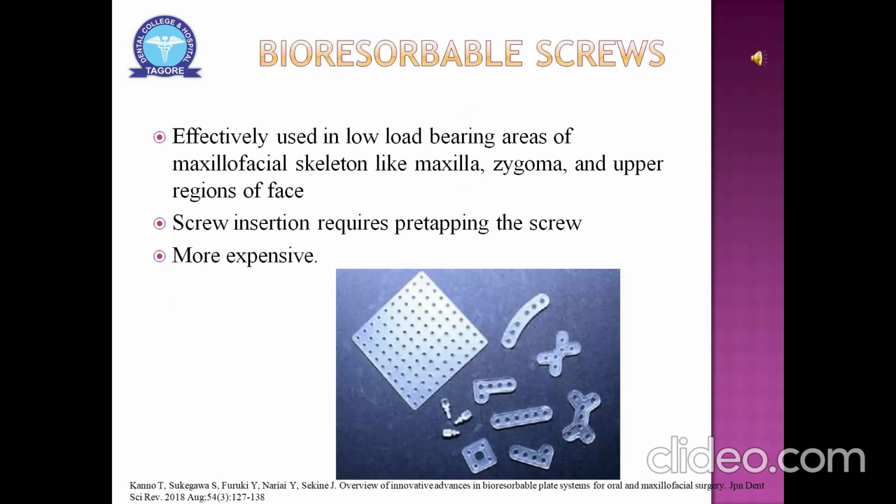This bioresorbable plating system is effectively used in low load bearing areas of the maxillofacial skeleton. The disadvantages are it requires pre-tapping of the screw and it is comparatively expensive than the conventional.